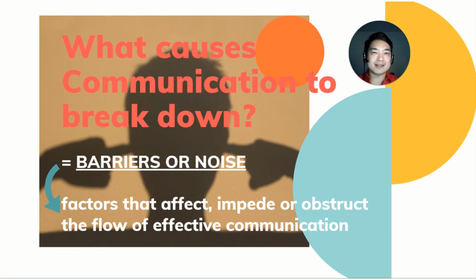Another question is, what causes communication to break down? And the answer is one of the basic elements of communication, and you already know this. It is barrier or noise. Barrier or noise are factors that affect, impede, or obstruct the normal flow of effective communication. Because of barrier or noise, communication may not truly happen, and communication may become ineffective and problematic.